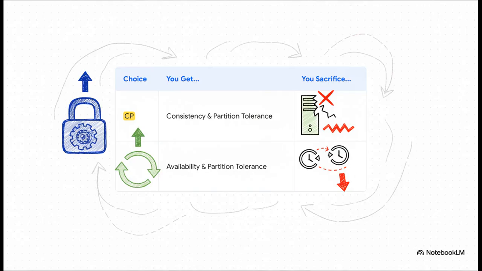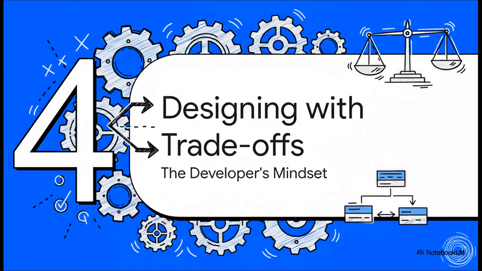Now, since any modern app on the internet has to be tolerant to network partitions, you just can't avoid them, you're really left with a choice between CP and AP. If you pick CP, you're choosing consistency. That means you might have to sacrifice availability for a moment. Maybe the system goes offline for a few seconds to make sure all the data is perfectly in sync. But if you pick AP, you're choosing availability. The app will stay online, but you might sacrifice immediate consistency, meaning someone might see slightly old data for a moment. So you can see how developers are living with these huge trade-offs every single day.